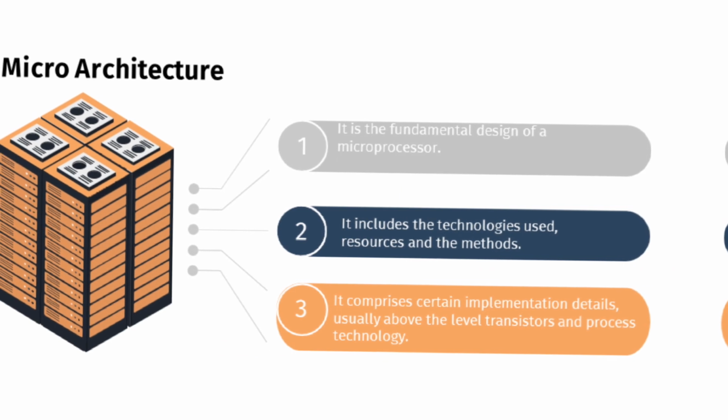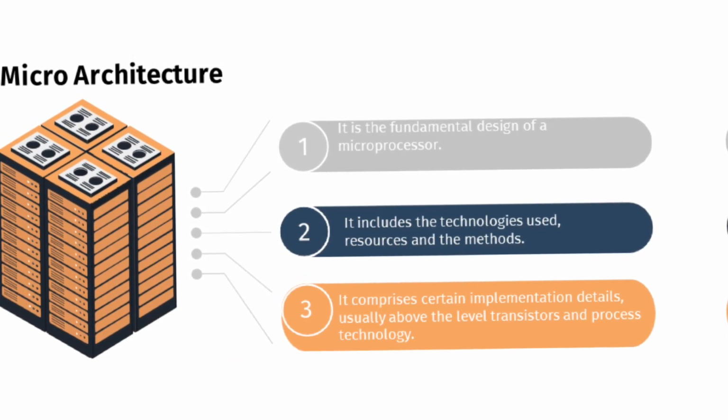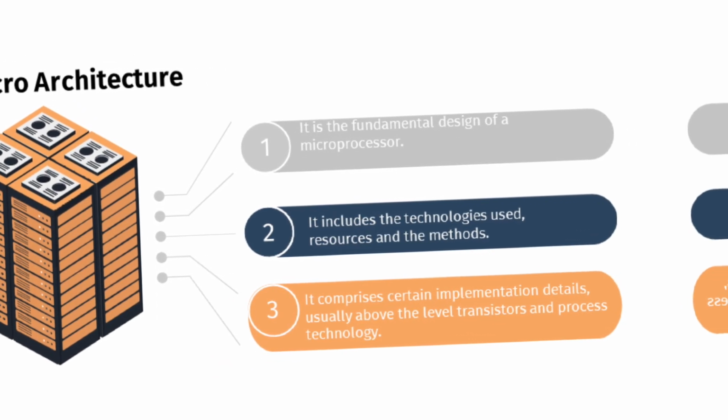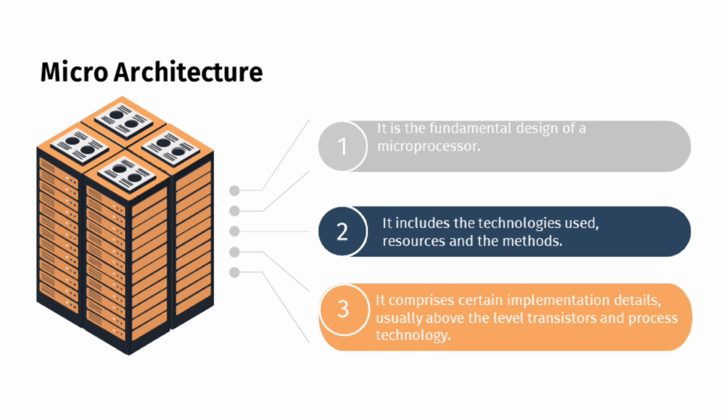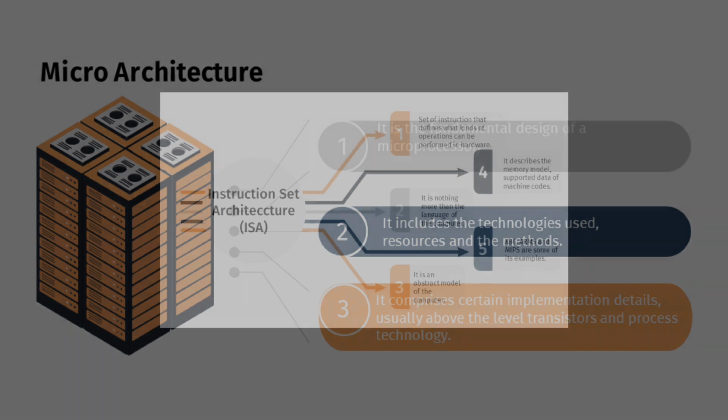And now we're going to jump from the topic of computing abstraction layers to microarchitecture. Microarchitecture is the fundamental design of a microprocessor, as it includes the technology used, resources, and methods. Also, it comprises certain implementation details, usually above the level of transistors and process technology.